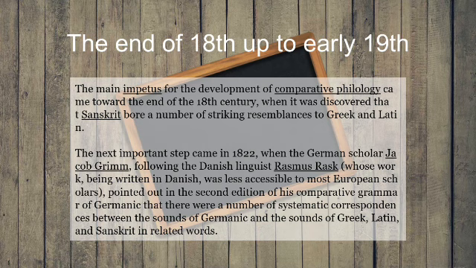By this time, a number of texts and glossaries of the older Germanic languages, Gothic, Old High German, and Old Norse, had been published, and Jones realized that Germanic, as well as Old Persian and perhaps Celtic, had evolved from the same common source. The next important step came in 1822, when the German scholar Jacob Grimm, following the Danish linguist Rasmus Rask, whose work, being written in Danish, was less accessible to most European scholars, pointed out in the second edition of his comparative grammar of Germanic that there were a number of systematic correspondences between the sounds of Germanic and the sounds of Greek, Latin, and Sanskrit in related words.